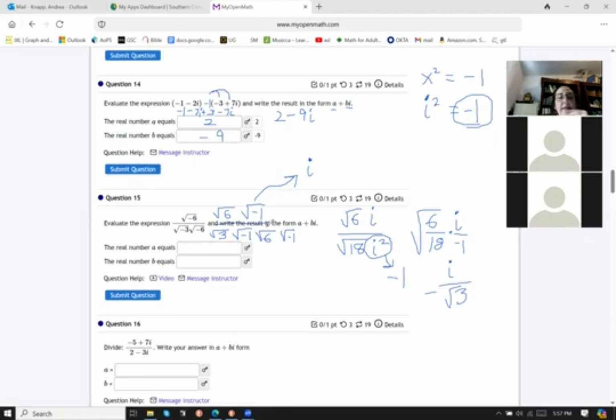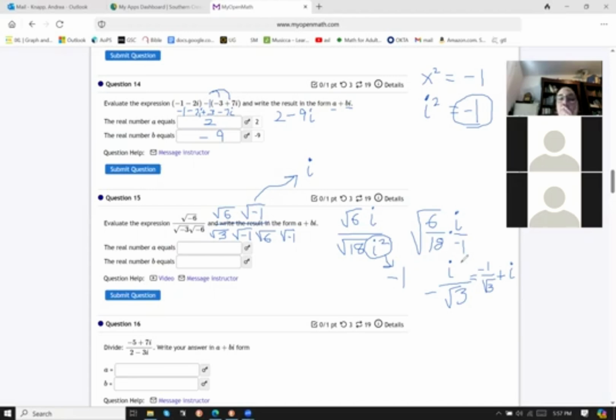Okay, now we're supposed to write this in the form A plus BI. So we want the I part at the end and the real part at the beginning. So we'll write this as negative 1 over root 3 is the real part. Because I is negative 1. Plus I, 1I is the imaginary part. This negative we'll just put with the root 3 and write it as negative 1 over root 3.